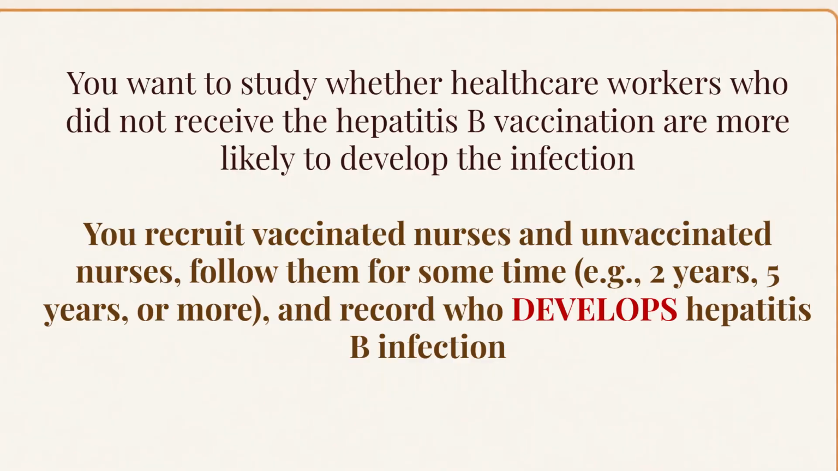Using our hepatitis B example, in a cohort study, you're going to recruit vaccinated nurses and unvaccinated nurses and follow them in time. You can follow them maybe for 2 years, 5 years, or 10 years and see who is going to develop hepatitis B infection in the future. Now you see the difference.